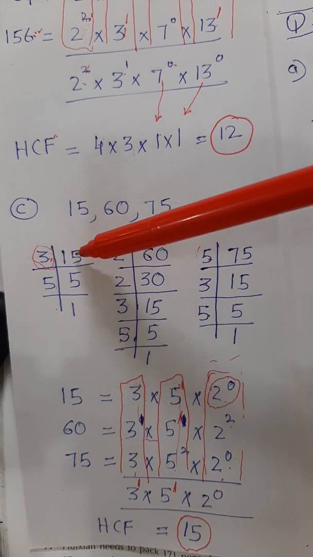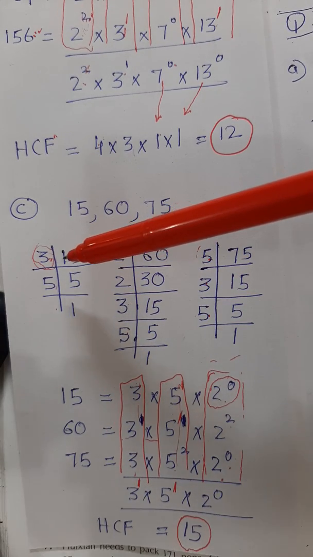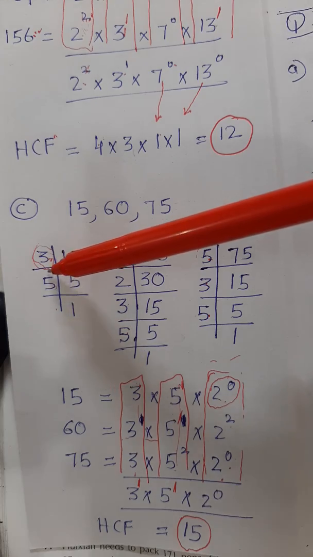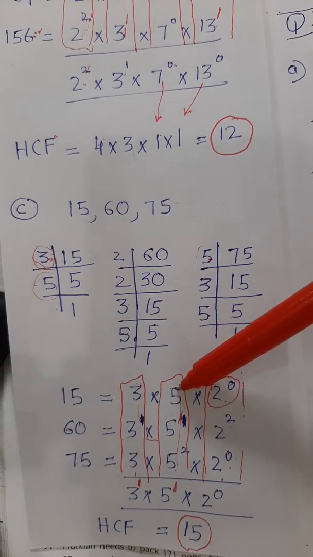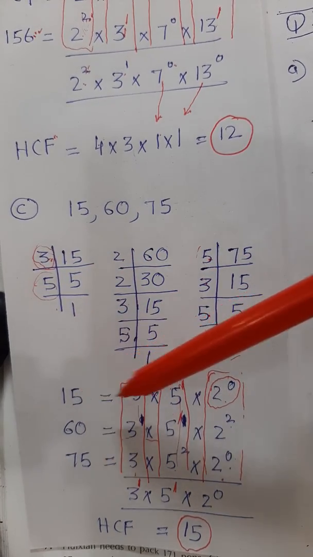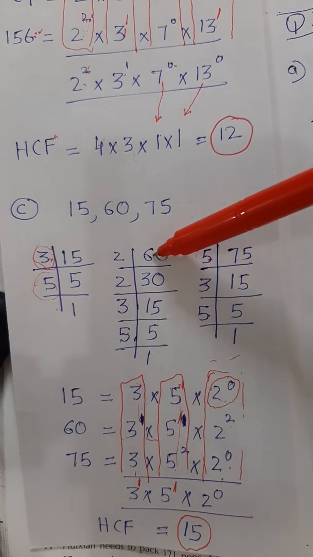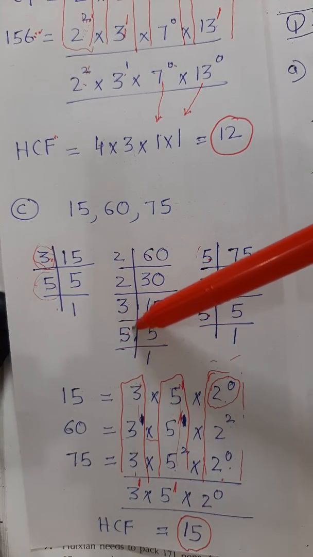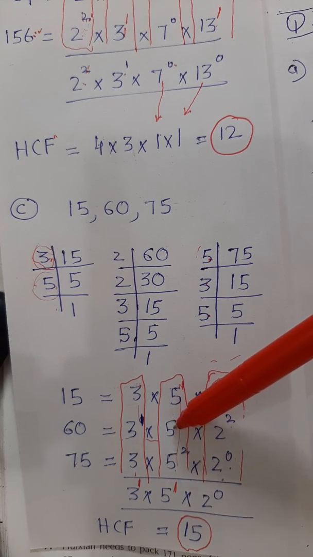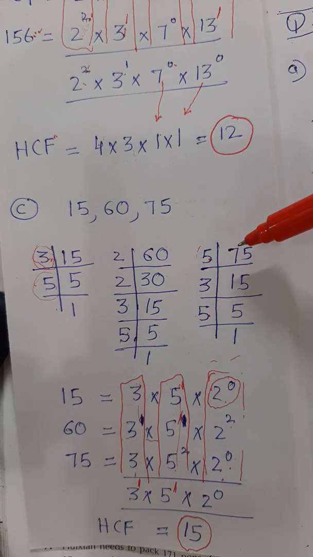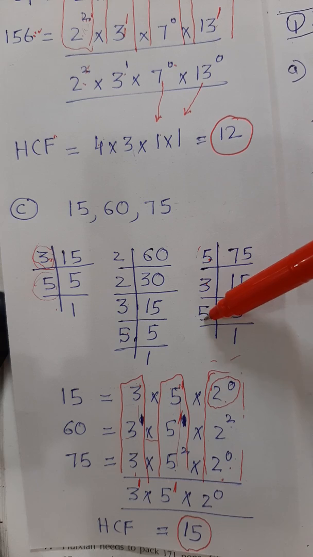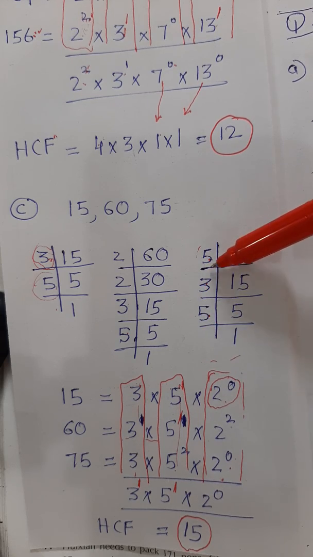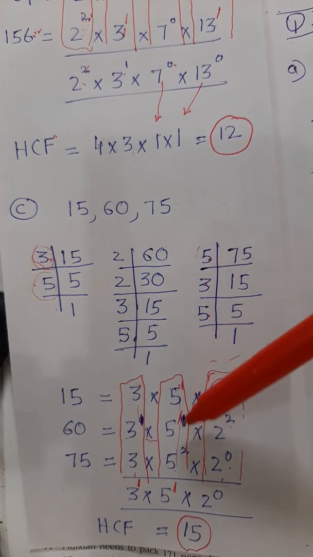Now go to 15 from the start and write down the next factor of 15, which is 5. So this 5 is written in the factors of 15. Now look for 5 in factors of 60. We have got a 5. So write down this 5 in factors of 60, and go to 75 and look for 5 in factors of 75. We have got 2 5s. Now that will become 5 square.